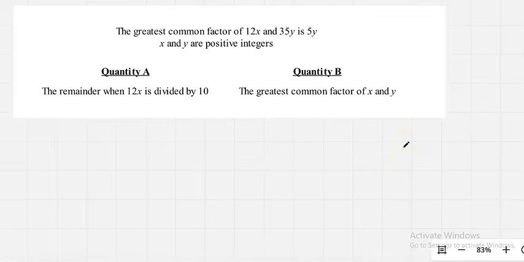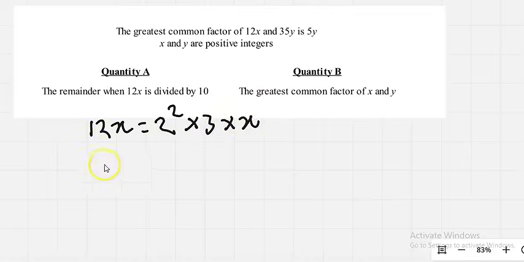The greatest common factor of 12x, so let's prime factorize 12x. 12x will be 2 raised to power 2 times 3 times x. 35y will be 5 times 7 times y.